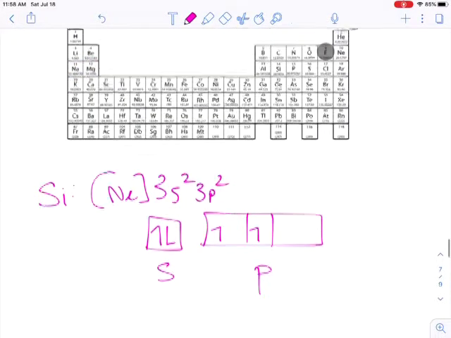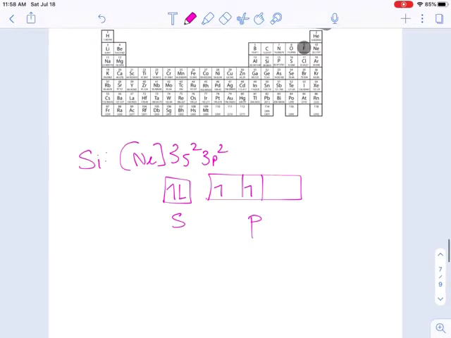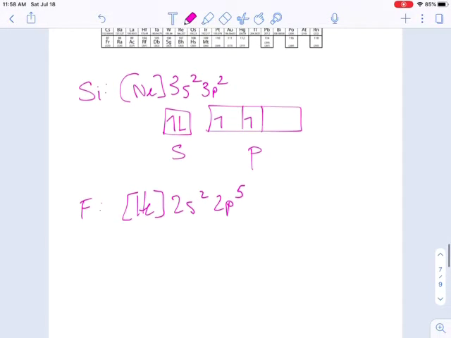Fluorine. Fluorine is here. So fluorine has the electron notation of helium, and it's going to be 2s2, 2p5. So there's helium, and then s2, and then p5, because there are five of them there.